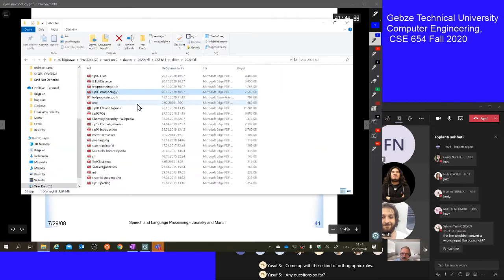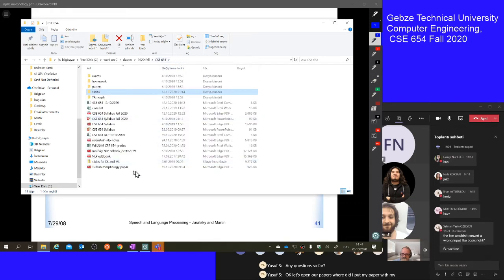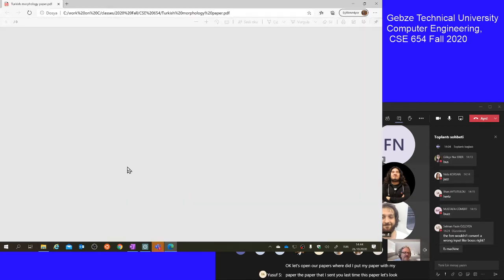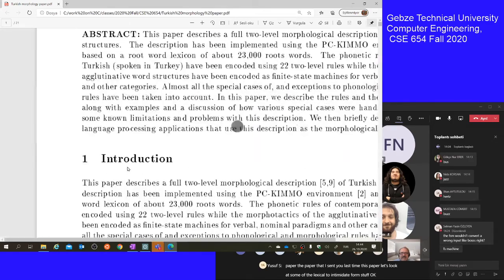Okay, let's open our paper. Where did I put my paper? Where is my paper? The paper that I sent you last time? This paper? Let's look at some of the lexical to intermediate form stuff. Okay, this is simple enough.